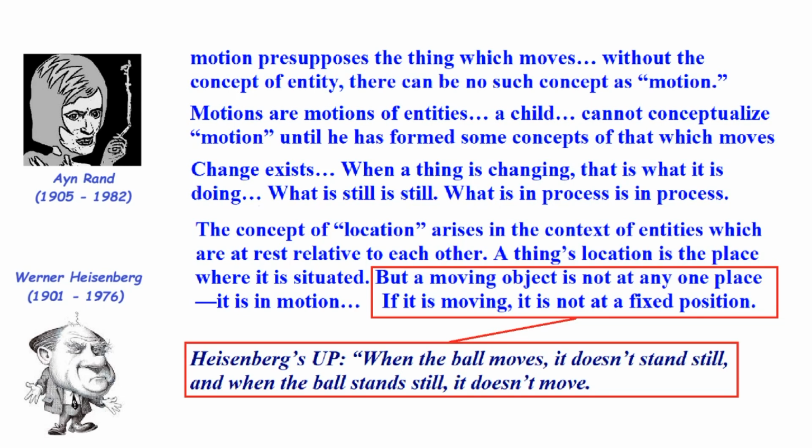Oh, great. Then she says, but a moving object is not at any one place. If it is moving, it is not at a fixed position. That sounds a lot like Heisenberg's uncertainty principle, the principle of indeterminacy, which said when the ball moves, it doesn't stand still. When it stands still, it doesn't move. That's what he got his Nobel Prize for proving, that a ball that stands still doesn't move. Great. And so, these people had no idea what motion is.